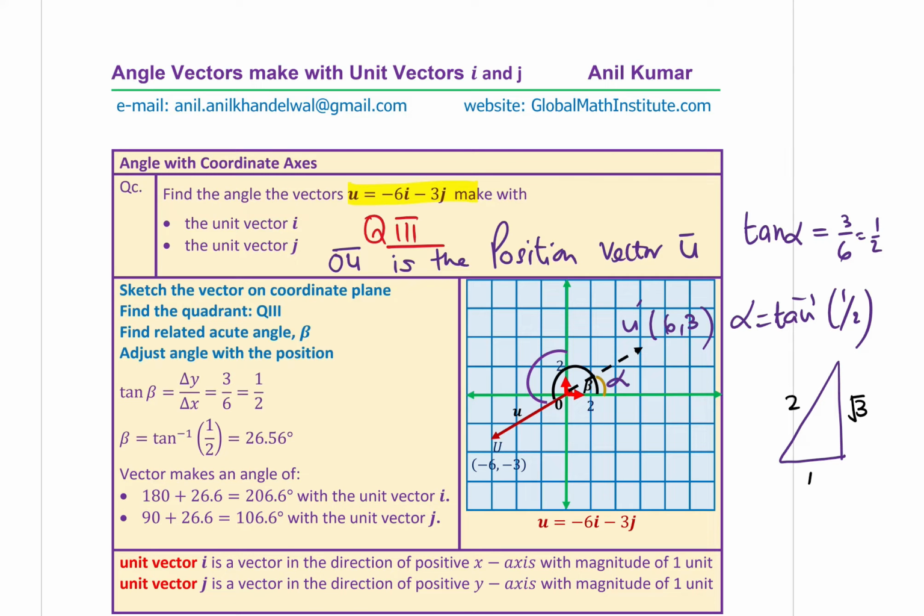So the value for, no, not this half, sorry, not this special triangle for this. This is tan inverse of half. Anyway, you need to use a calculator to find this angle, and you get the value of alpha as calculated here as 26.6 degrees, right? So we get this alpha as 26.6 degrees.